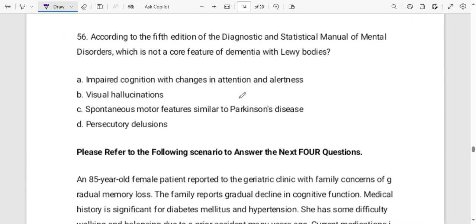56. According to the fifth edition of the Diagnostic and Statistical Manual of Mental Disorders, which is not a core feature of dementia with Lewy bodies? Impaired cognition with changes in attention and alertness, visual hallucinations, spontaneous motor features similar to Parkinson's disease, persecutory delusions. Anyone to help with this one?